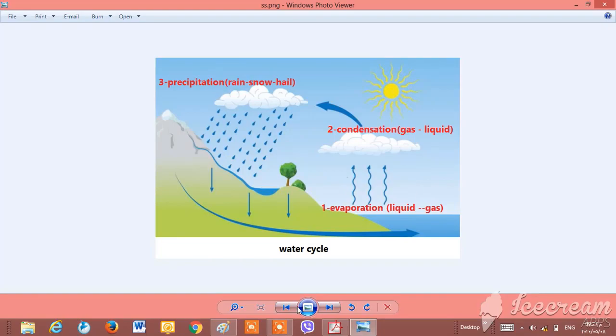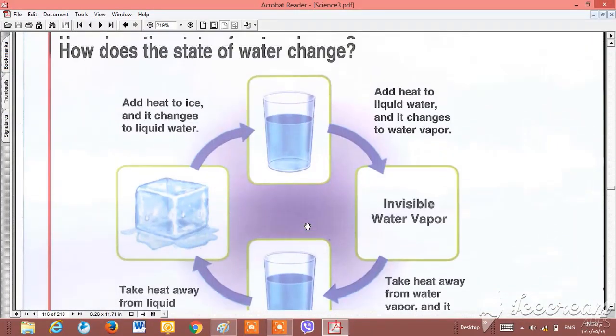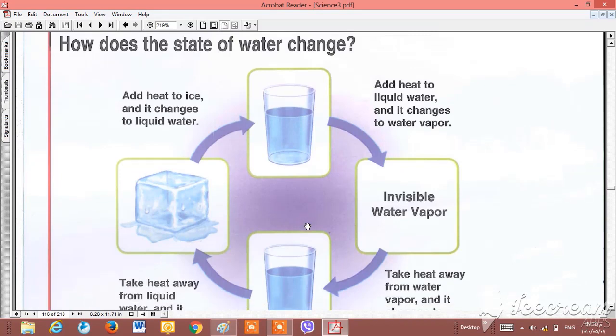Okay students, now open your books at page 118. Okay, we have how the state of water changes.